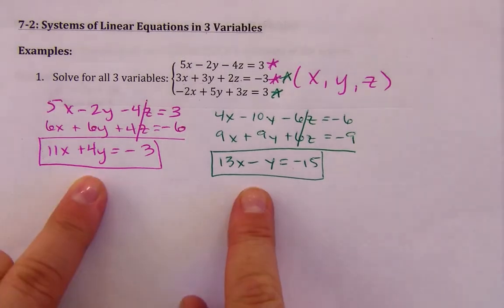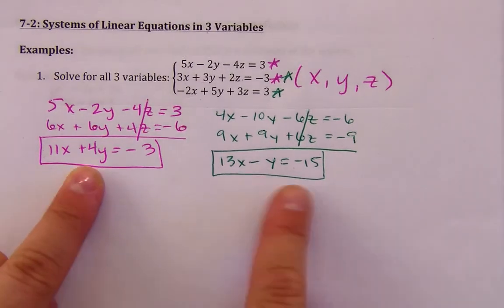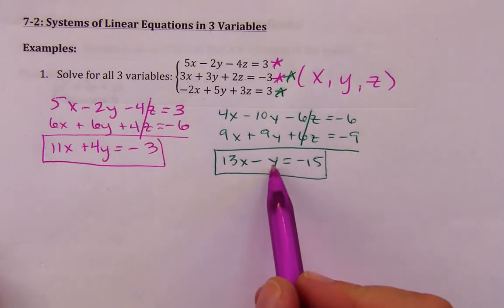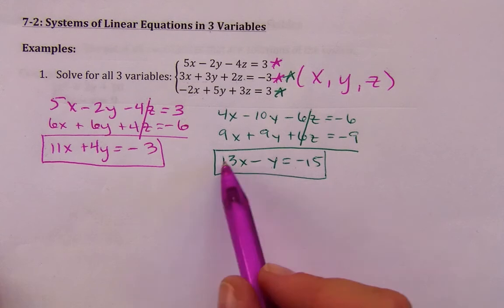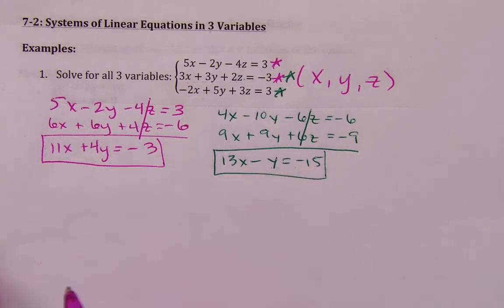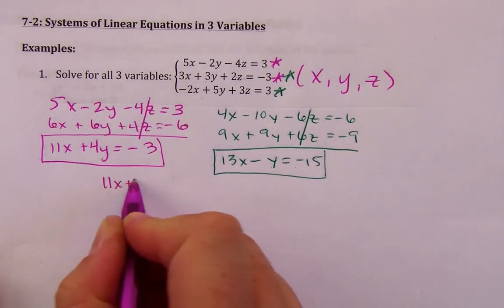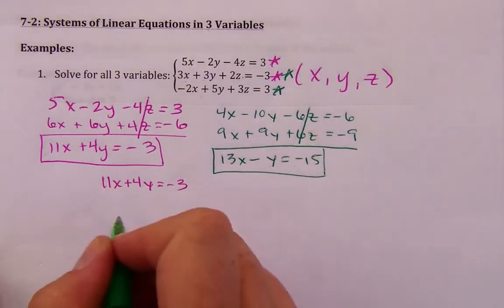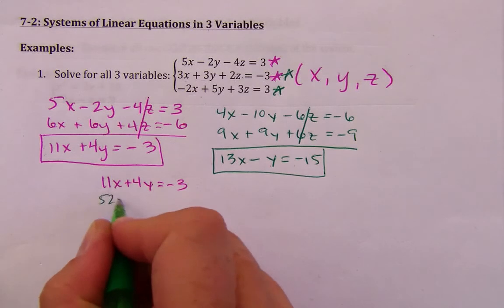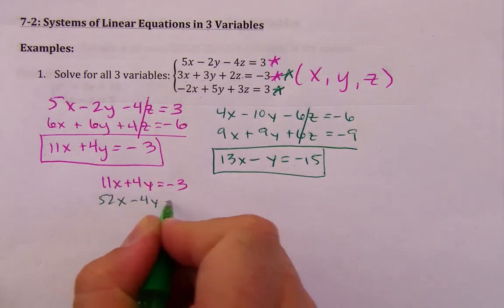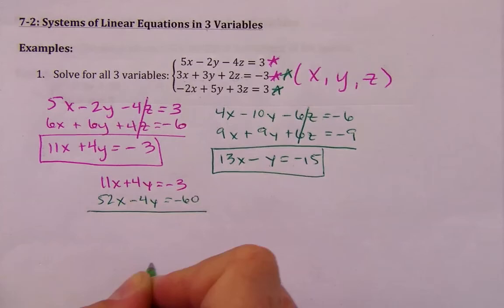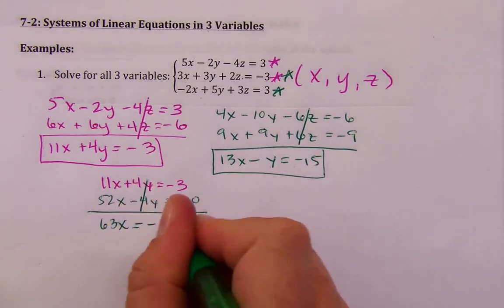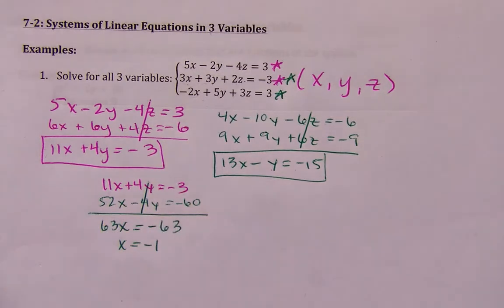Now what I want to do is take these two equations here, bring them together, and cancel out another variable. Now, obviously, y is a nice one here because it's just a 1. So I'm going to multiply this equation by 4 so that my y's will cancel. So 11x plus 4y equals negative 3. And multiplying this equation by 4, I get 52x minus 4y equals negative 60. And my y's cancel. I have 63x equal to negative 63. So x equals negative 1.